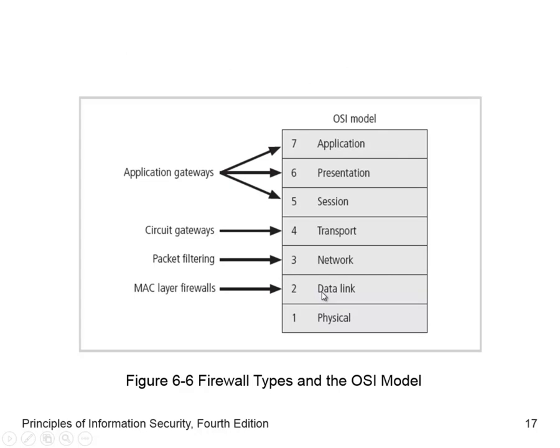This figure shows firewall types with the different OSI model layers. We can see that we have the application, presentation, and session layers, and that's considered as application gateways firewall. And then we have the circuit gateway, which is in the transport layer, and the packet filtering within the network layer. And then we have the MAC layer firewall, which is in the data link layer.